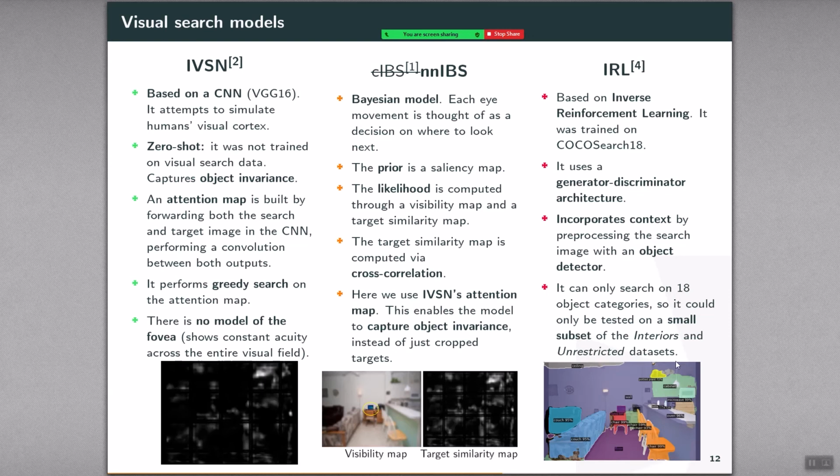And to model the fovea, it does something very similar to an IVS, where a Gaussian blur is applied centered on the current fixation. As it was trained on Coco Search 18, it can only search on those 18 object categories, so it can only be tested on a small subset of the interiors and unrestricted datasets.